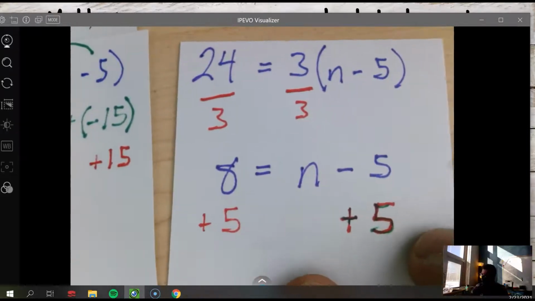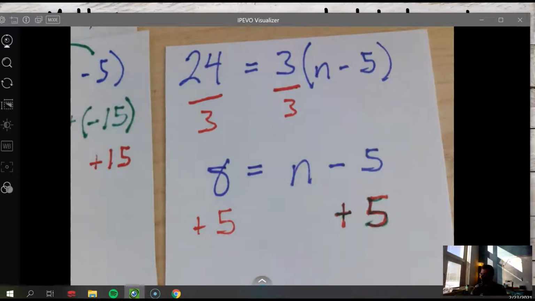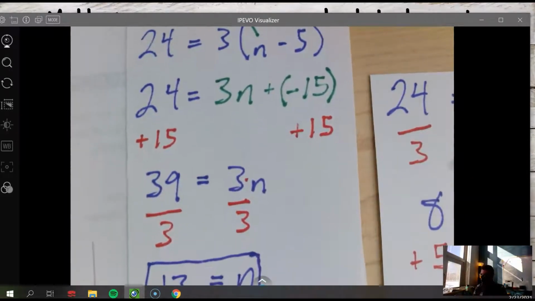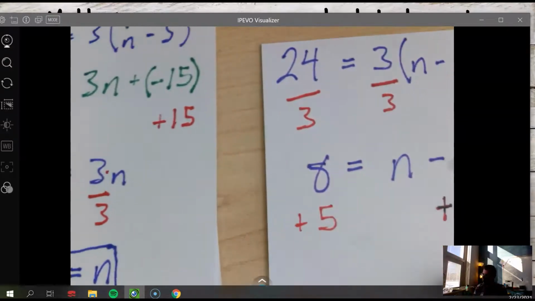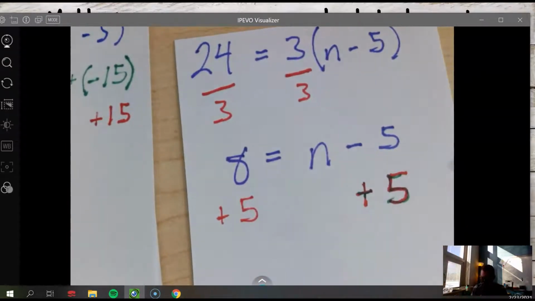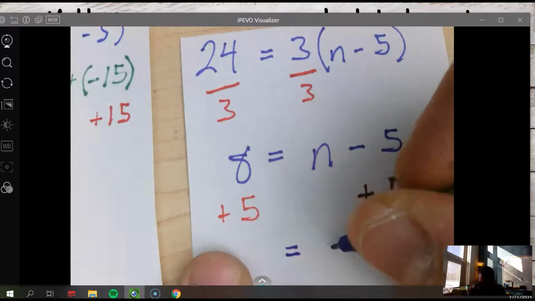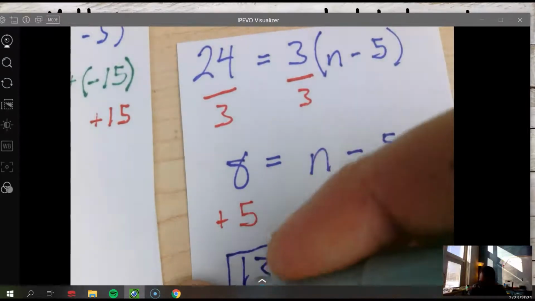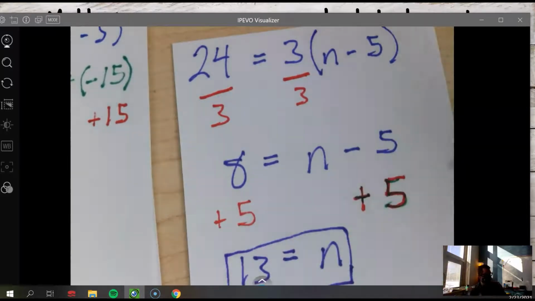The other way we could solve this, notice how it's a lot less writing. This is why I think this is a nicer tool. Over here, I got to do all that over here. It's less of a process, and I still get to the same answer, n equals 13. Any questions on that section?